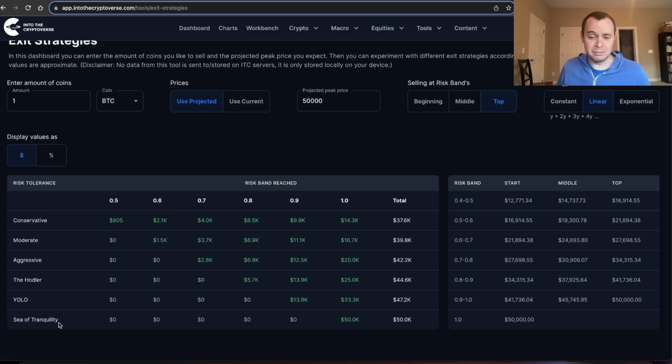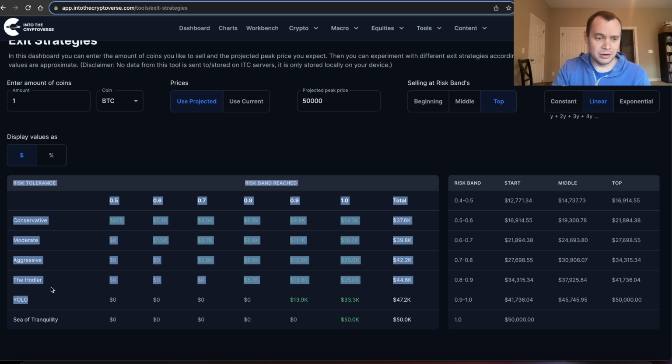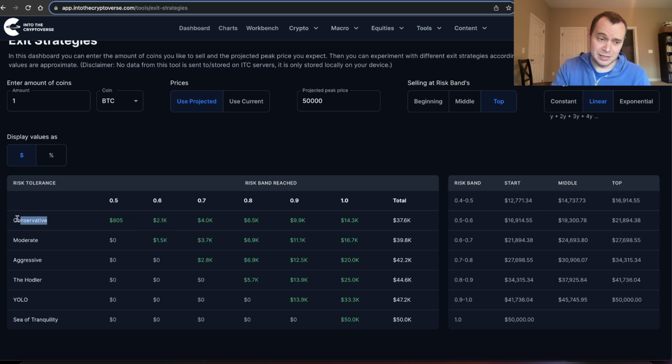But unfortunately for me, I'm not smart enough to know where the top is, and so I don't follow that approach. I also don't follow the YOLO approach or the hodler approach or the aggressive approach. I also don't follow the conservative approach.